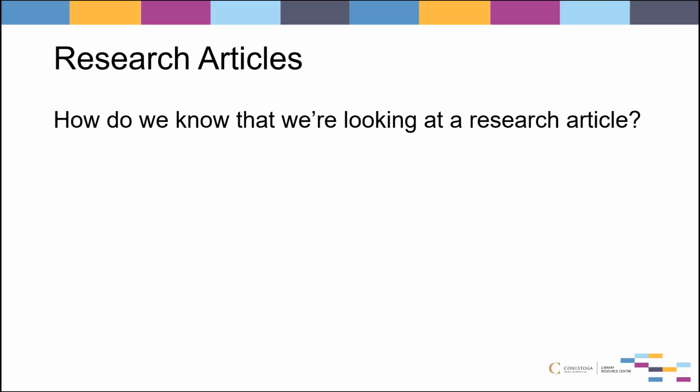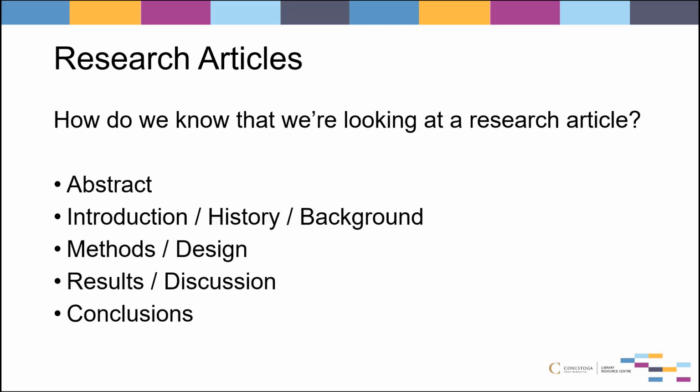The majority of research that we do now is online, which means that sometimes we don't have the clues in front of us that help us to distinguish what type of material we're looking at. In the case of a research article, there are usually some easy ways to identify it. There is usually an abstract, or summary, of what the article is about. There will be an introduction, history, or background that informs the reader why they set out to do this research. There will be methods or a research design detailing exactly how the research was carried out. Results will be presented, and there may be a discussion of the relevance of the results. Finally, there will be conclusions.